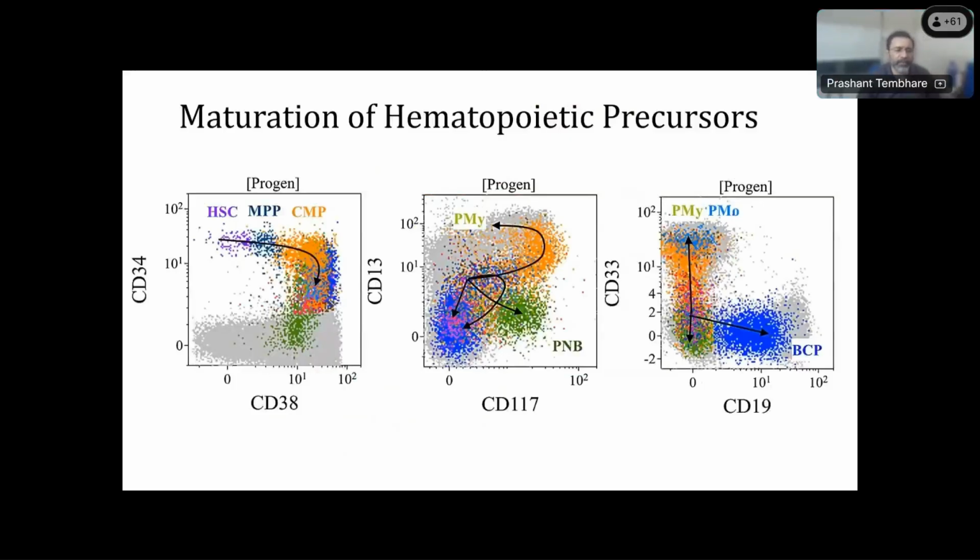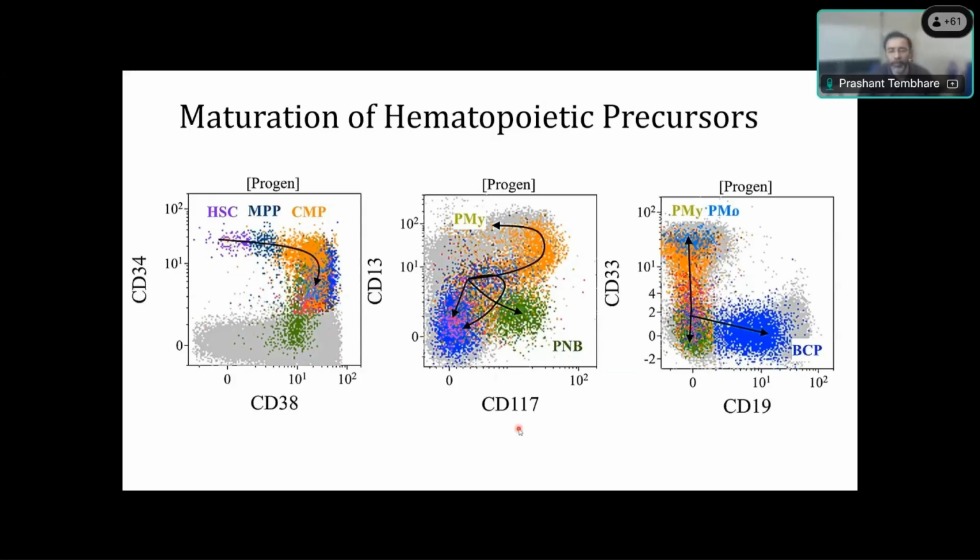And this is another, I'm just showing the hematopoietic stem cell, multipotent cells, and common progenitors, which show a maturation pattern. So if you put CD38 and CD34, it will show this type of maturation pattern. You can see here. So this is the maturation pattern.